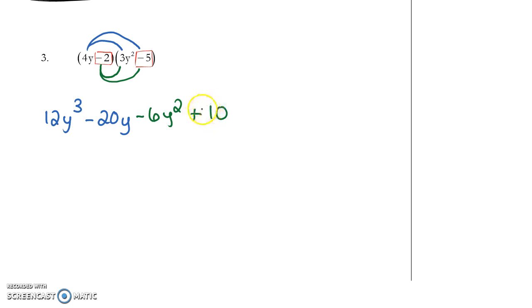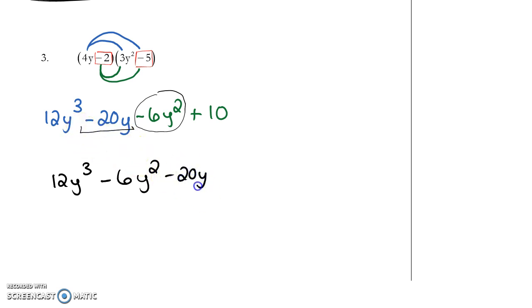but I'm not done, because you do have to have this written in standard form. Largest exponent term first, that's 12y cubed. The next biggest exponent term is a minus 6y squared. That gets written second. Then your y term, which is a minus 20y, and your constant term goes last.